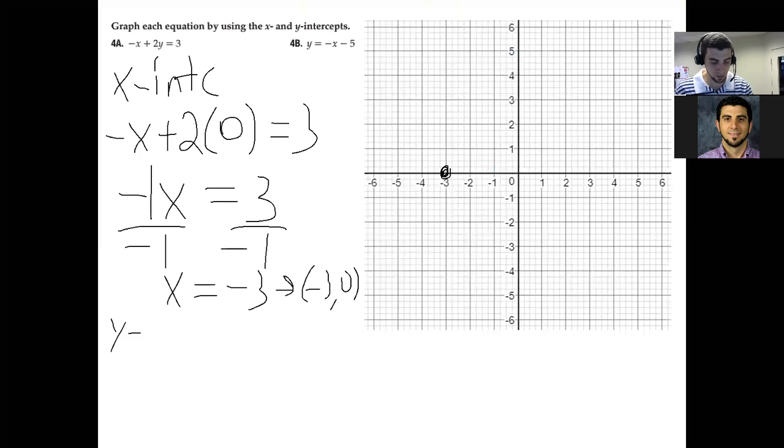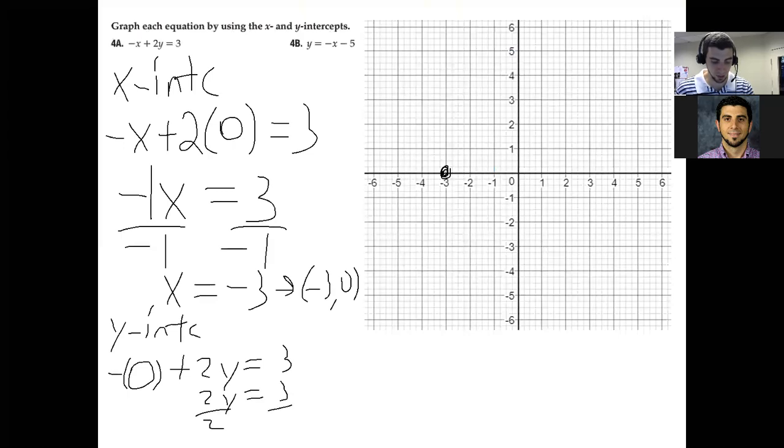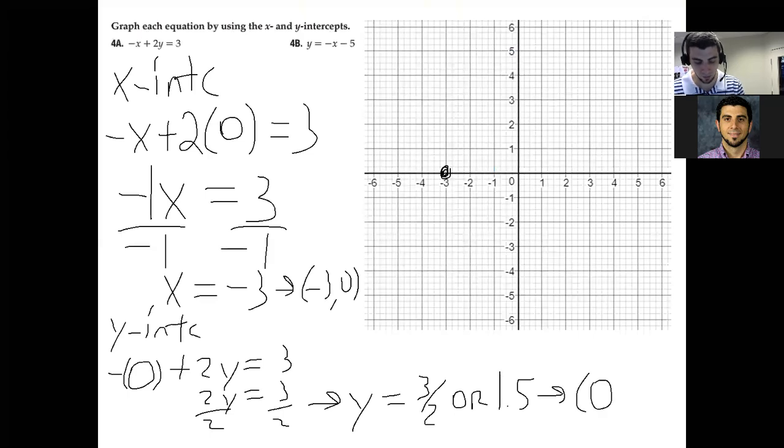The y-intercept, you take the equation and substitute 0 in for x. So you have 2y equals 3. Divide both sides by 2. So you have y equals 3/2 or 1.5. So that's the point (0, 1.5). So we put that right about there. Now you have your 2 points. Draw your line. It's really that straightforward.